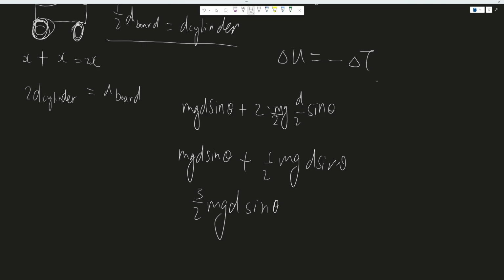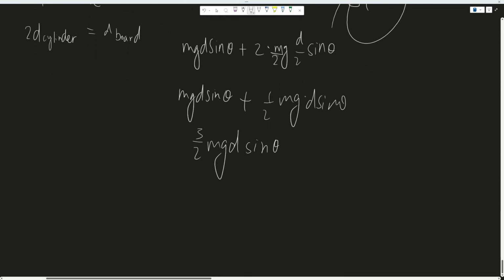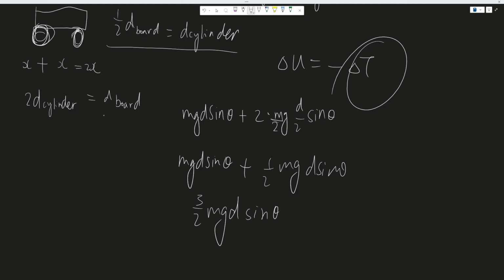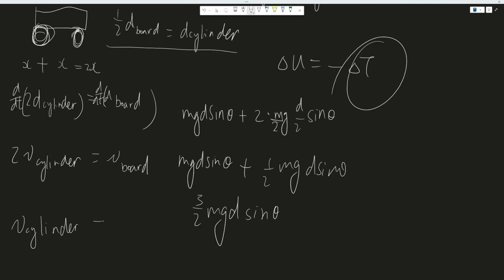And so now let's try to list out the right side of the formula, the change in kinetic energy. First let's consider that the velocity of the cylinder is not equal to that of the board. The translational velocity of the cylinder is different from the board, because if we take the derivative with respect to time, we get 2 v cylinder equals v board. And so we know that v cylinder is half the velocity of the board.